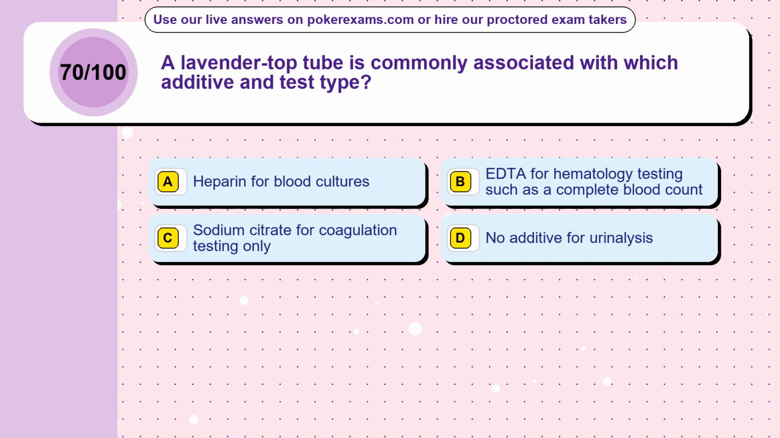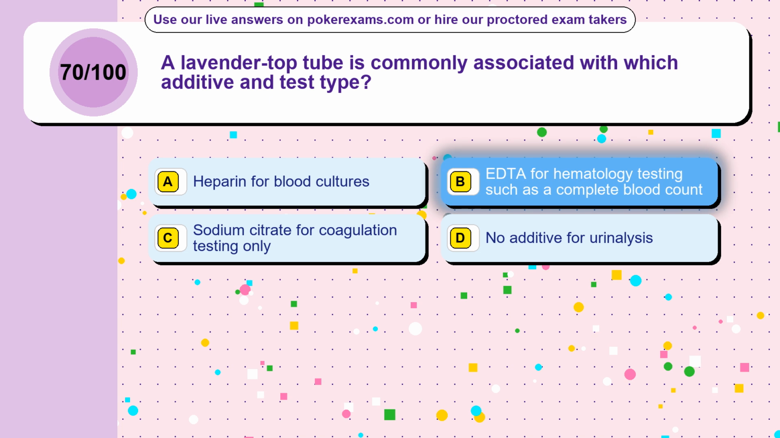Question 70. A lavender top tube is commonly associated with which additive and test type? Option A. Heparin for blood cultures. Option B. EDTA for hematology testing such as a complete blood count. Option C. Sodium citrate for coagulation testing only. Option D. No additive for urinalysis.